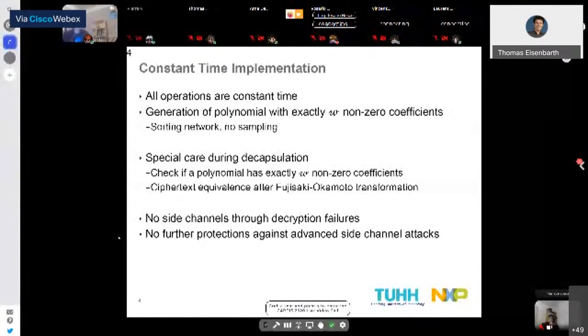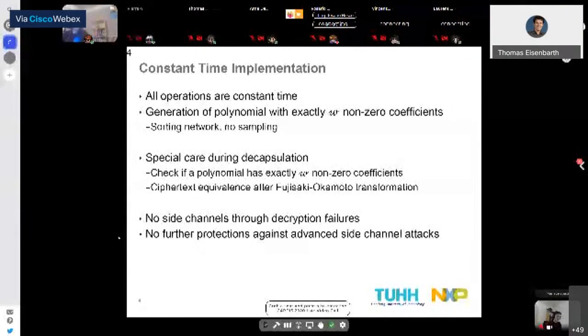And of course, the 2 other parts which are potentially vulnerable are during the decapsulation. So for one, you have to check that a polynomial has exactly W non-zero coefficients. And of course, the ciphertext equivalence check from the Fujisaki-Okamoto transformation is also a highly dangerous part where you have to be constant time.